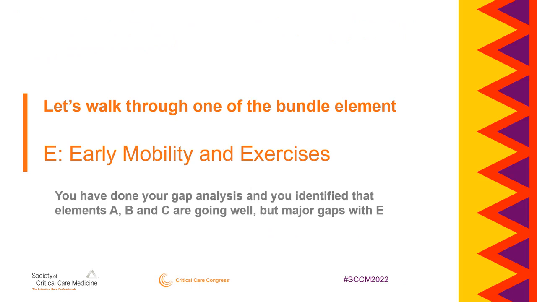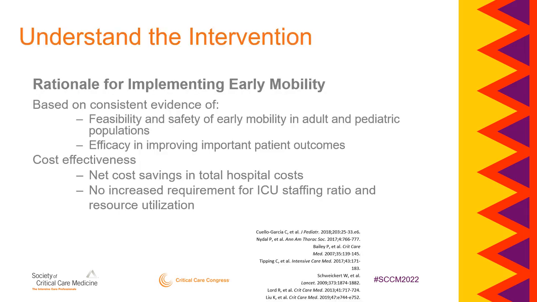So let's walk through one of the bundle elements using that implementation framework. We're going to pick E, early mobility and exercise. So you've done your gap analysis and you've identified that elements A, B, and C are going pretty well, but you have major gaps in E. First step is for your team that you've formed to understand the intervention. What's the rationale for implementing early mobility? The evidence tells us it's safe, feasible in adults and pediatric populations, and it improves patient outcomes.